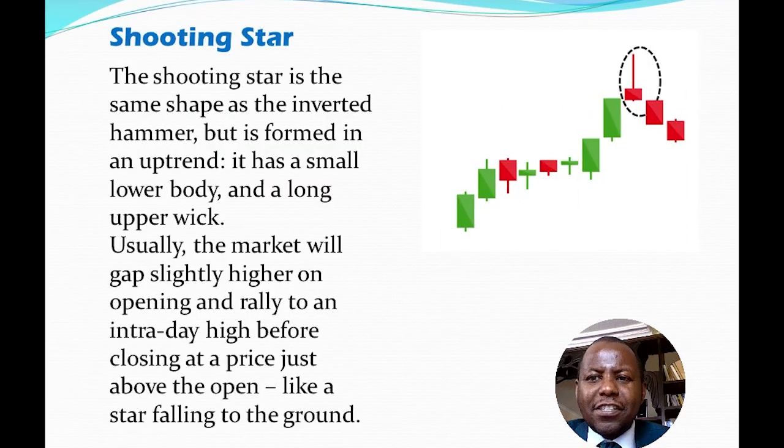So we have the shooting star, and you will look at the notes so that you can understand what it depicts. But briefly, the shooting star is the same shape as the inverted hammer, but is formed in an uptrend.